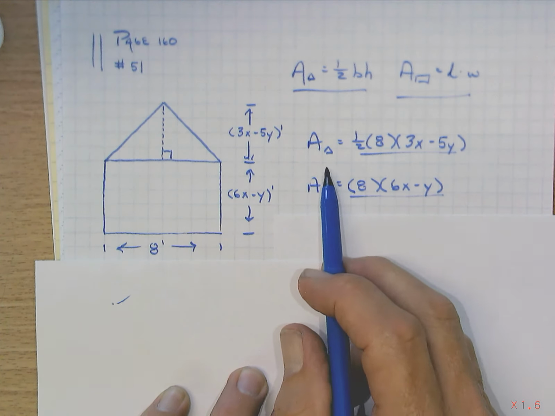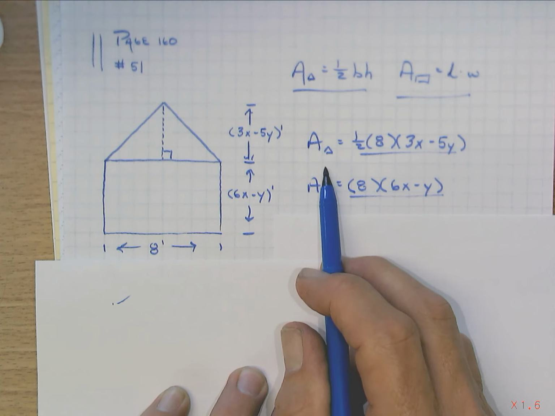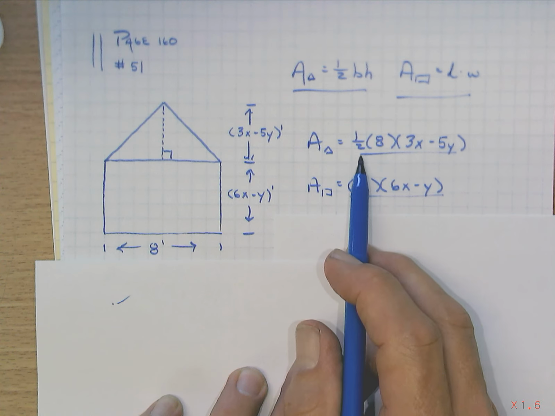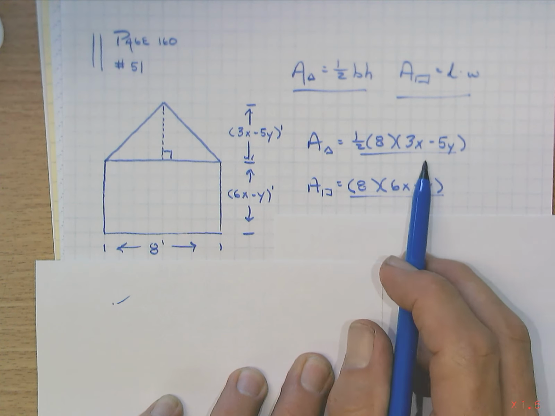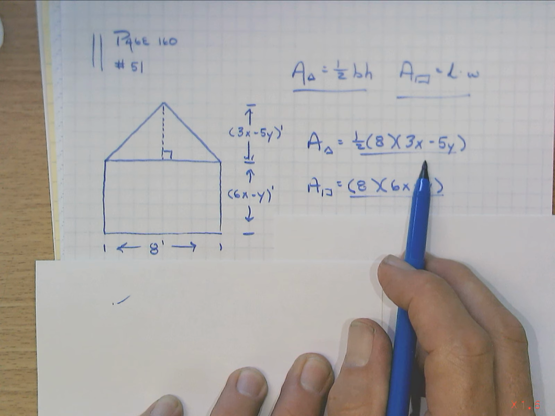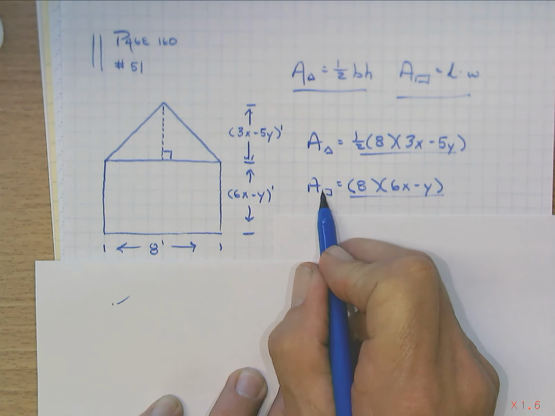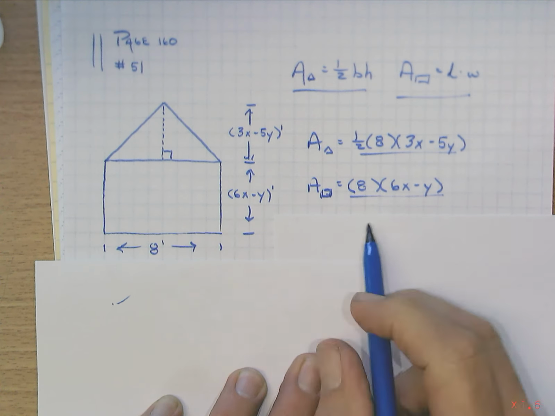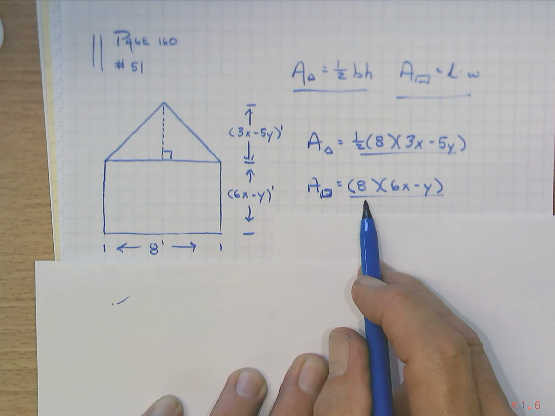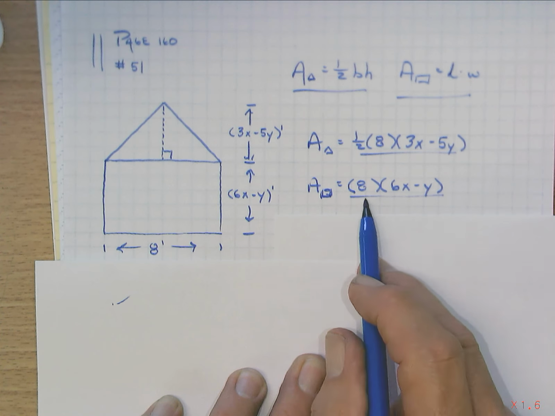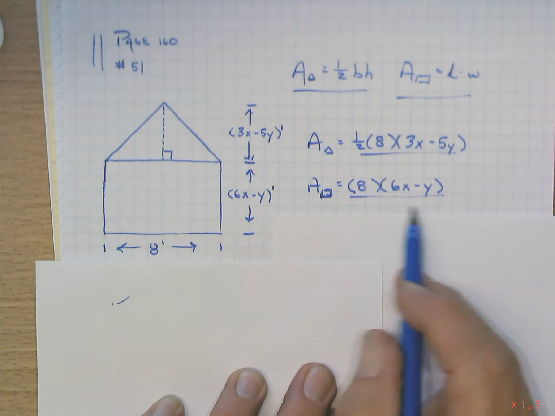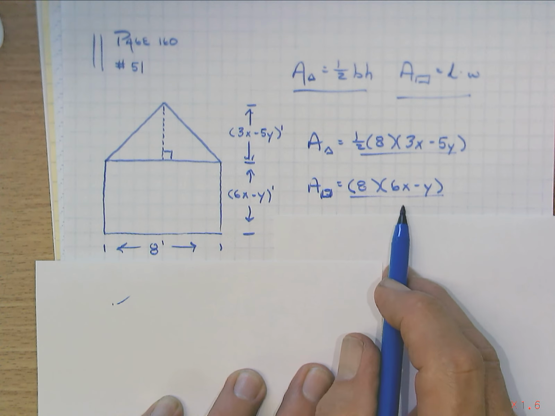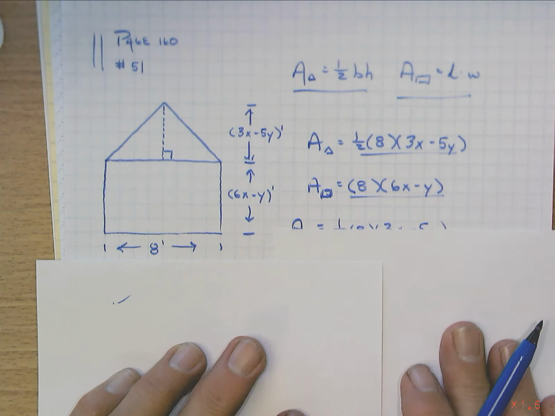So the area of the triangle in this case can be found by multiplying 1/2 times a base of 8 times a height of 3x minus 5y. And the area of the rectangle can be found by multiplying the length times the width, or the base times the height, of 8 feet times the quantity 6x minus y. So we'll find those areas separately and then add them together.